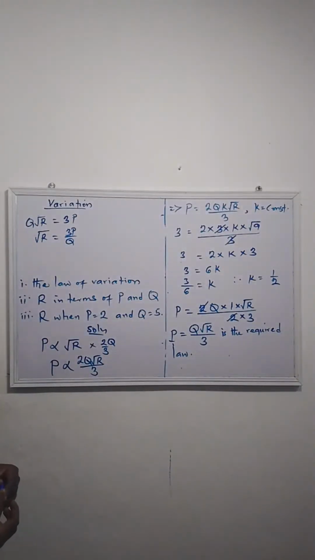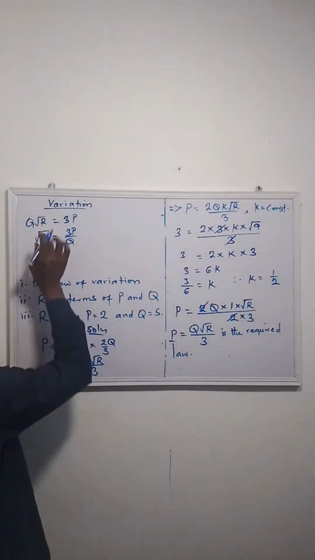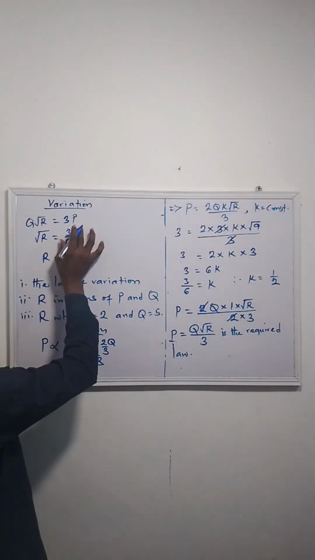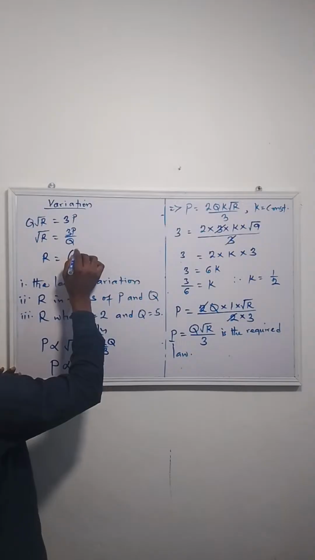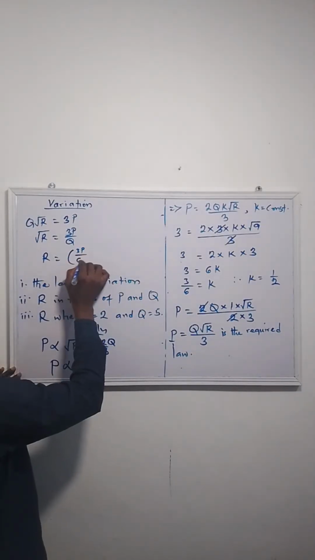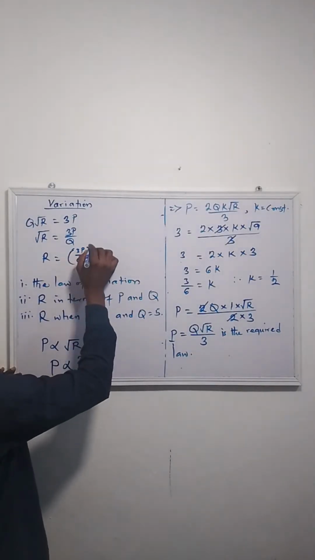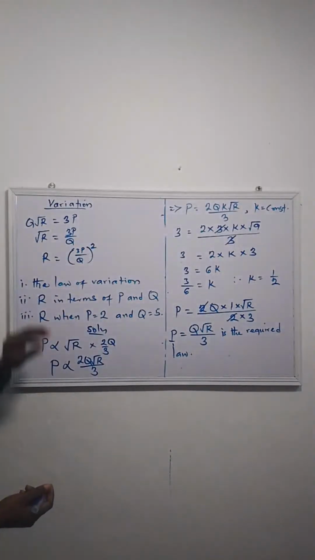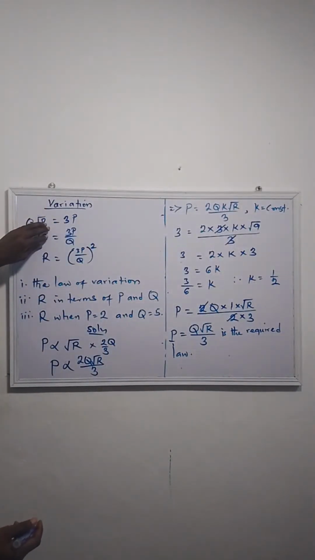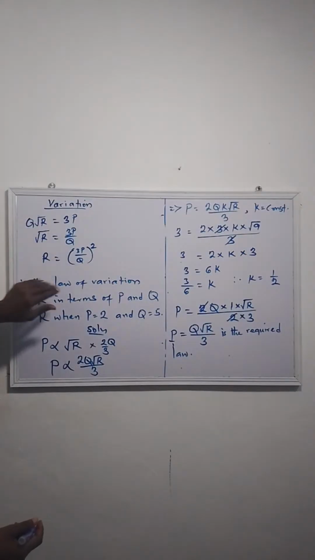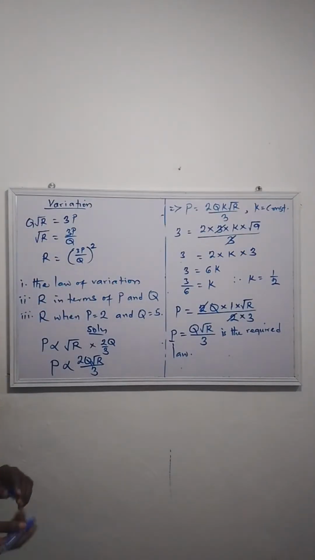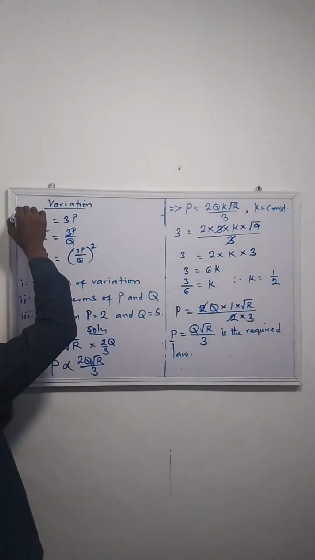Okay, what's the next thing? You take the square of both sides. So when you square this, you have R. You square this, you have 3P over Q raised to the power of 2. So you square this side and you also square this. When you square this, you have R. Okay, so this is the second task, Roman numeral 2.